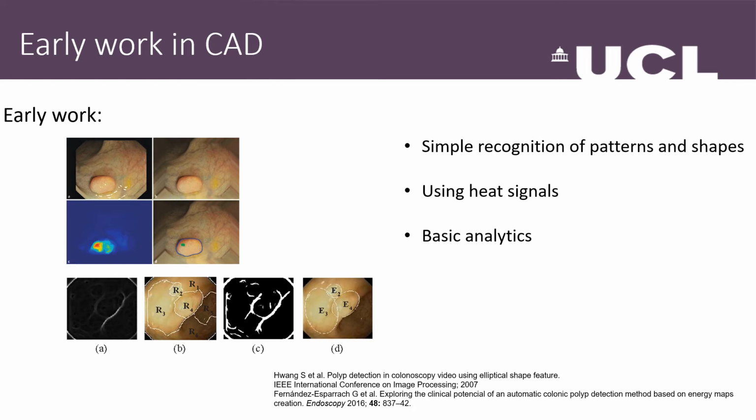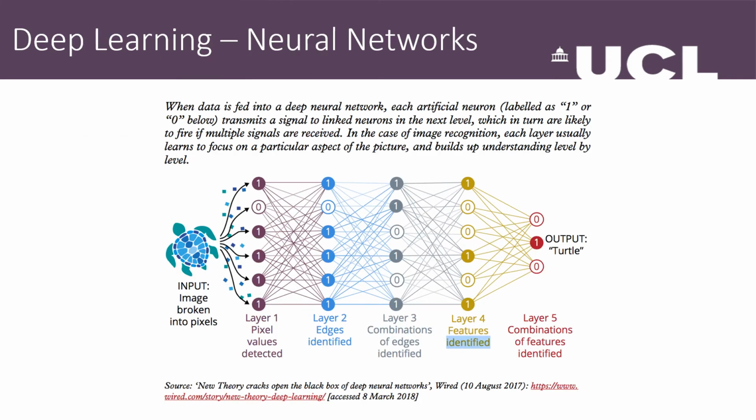Early work involving AI and endoscopy simply looked at patterns and shapes and signals, and this was relatively basic. But these are important because we know that shapes and patterns and signals do tend to allow us to understand whether there is a polyp there, and if there is a polyp there, what type of polyp it may be.